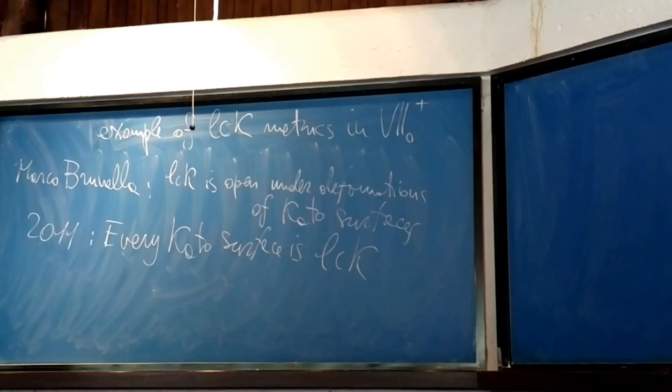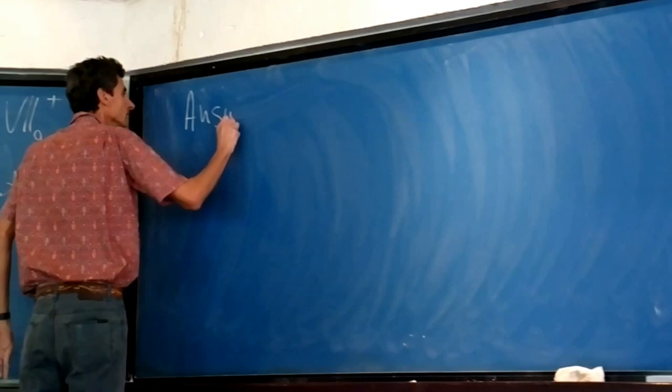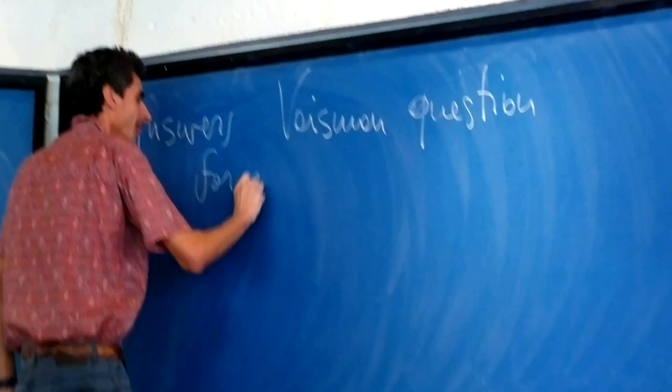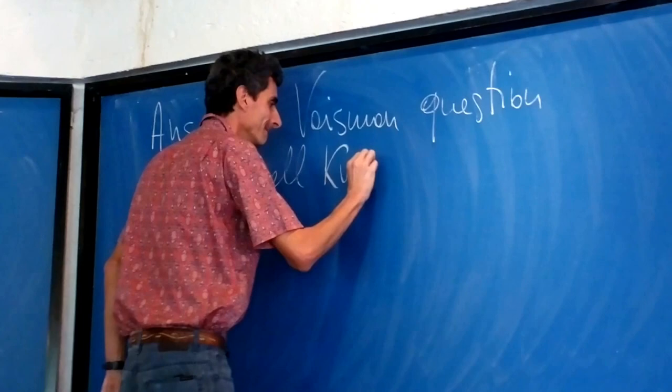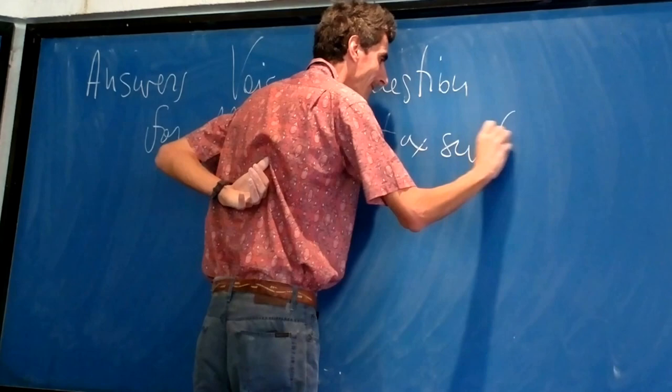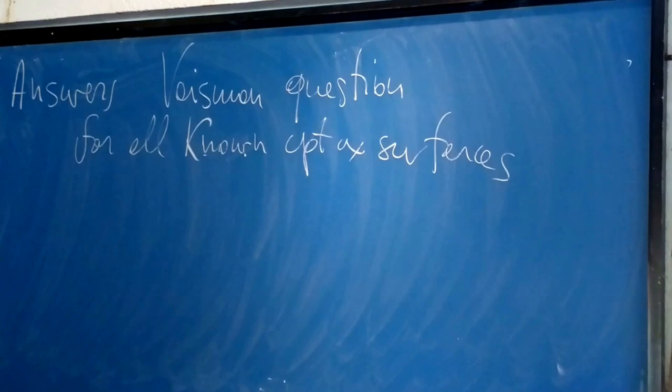But this result actually answers the question of Vaisman for all surfaces that we know, because, as I said, the classification of class VII plus is not complete.